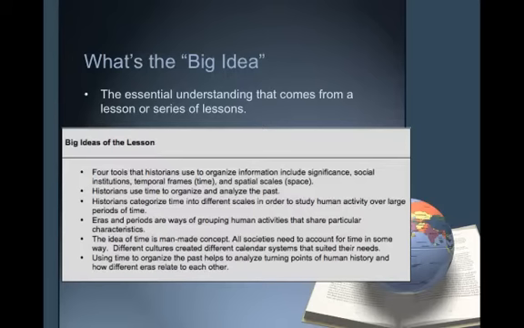So you see from this particular 7th grade lesson, the big ideas of one lesson are these 6 bullet points: the 4 tools that historians use to organize information, including significant social institutions, temporal frames, and spatial scales. Historians use time to organize and analyze the past. Historians categorize time into different scales in order to study human activity over large periods of time. Eras and periods are ways of grouping human activities that share particular characteristics. The idea of time is a man-made concept.